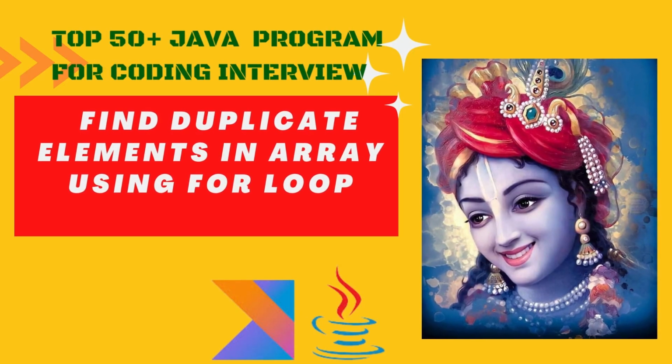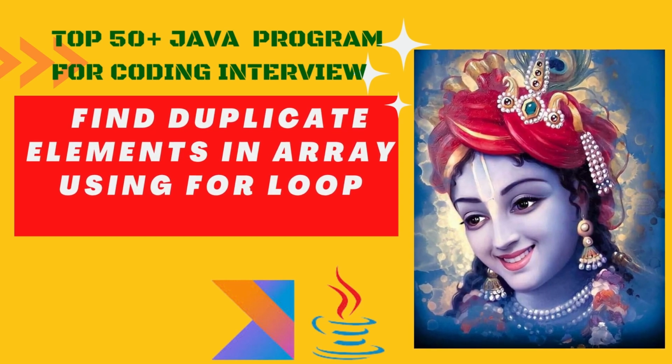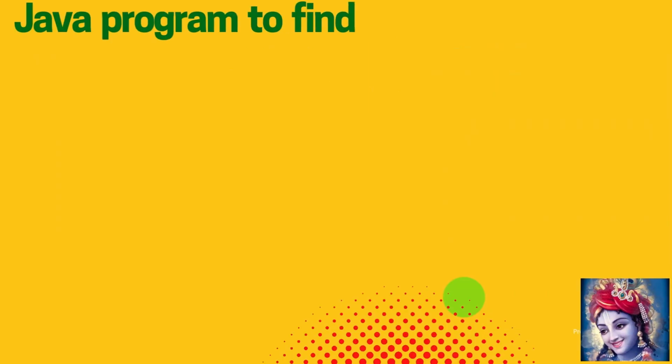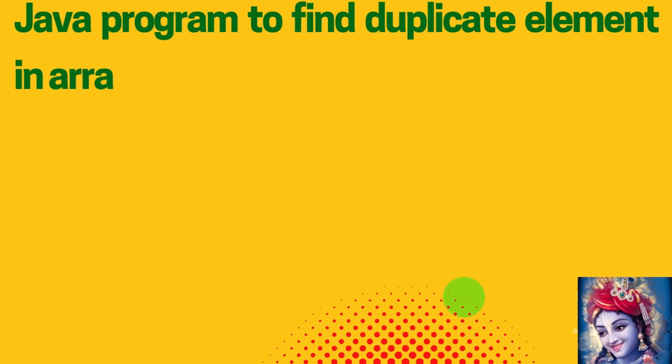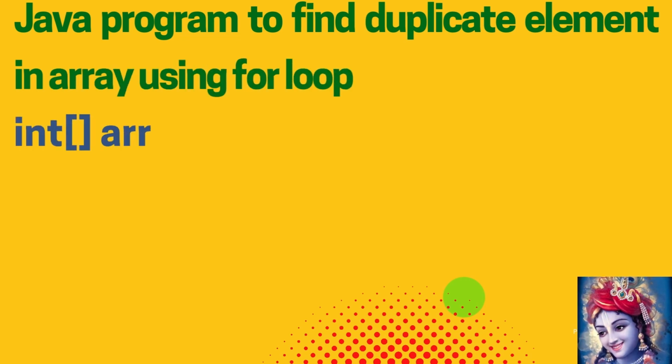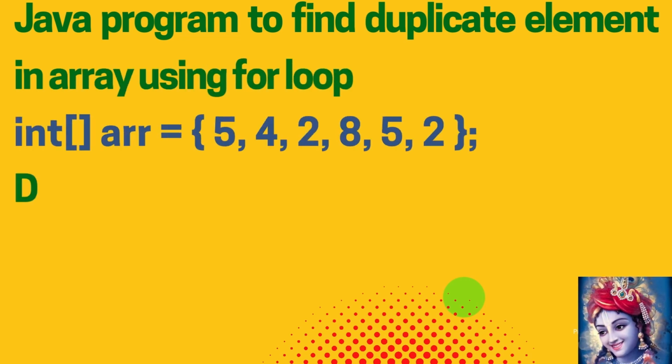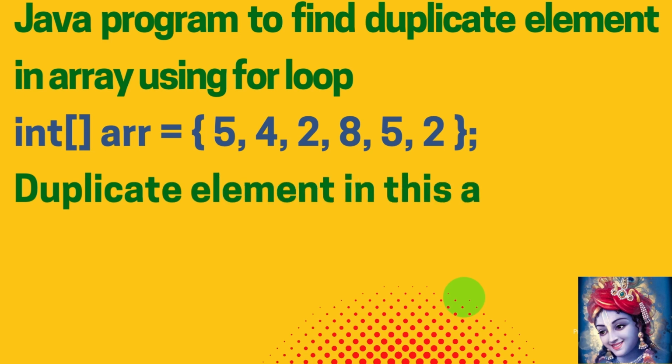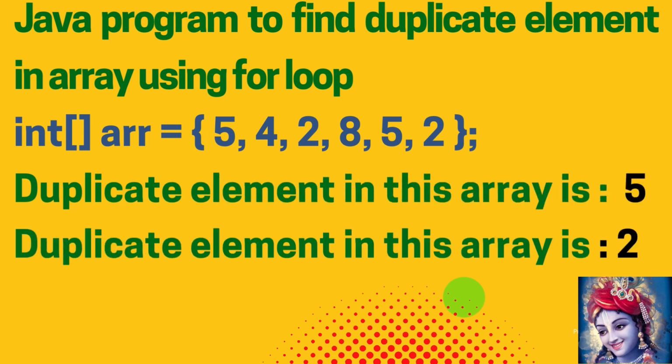In this video, we are going to implement a Java program to find the duplicate elements in a given array. Let's take an example of an array having the elements 5, 4, 2, 8, 5, 2. You can easily say that the duplicate elements in this array are 5 and also 2. So let us practically implement this program using Java.